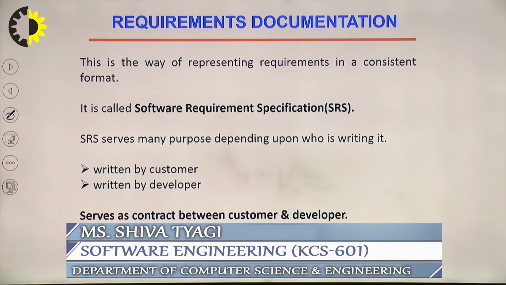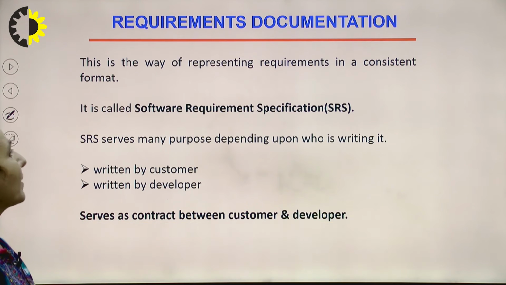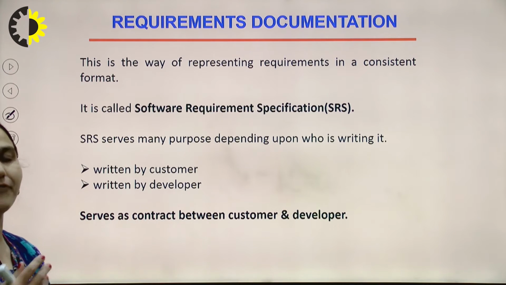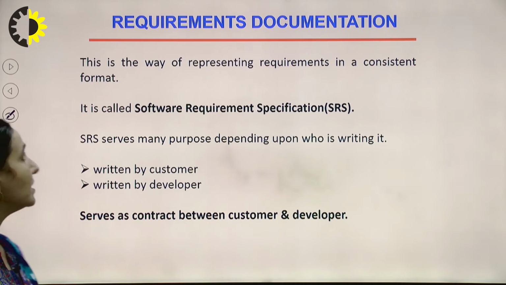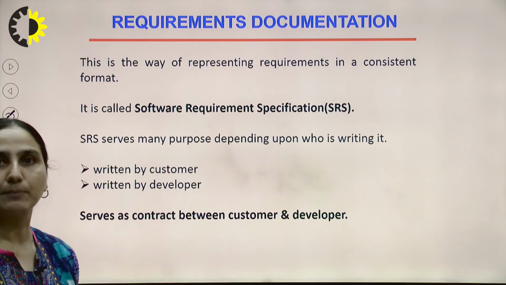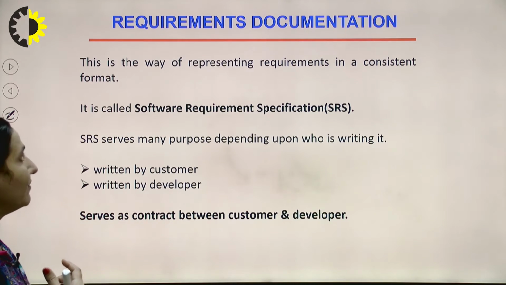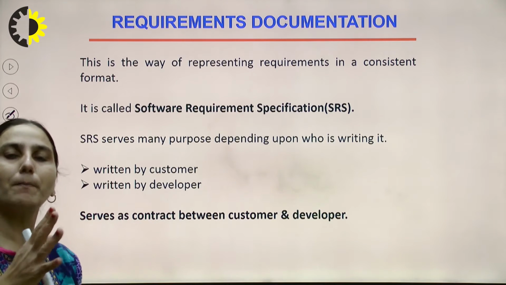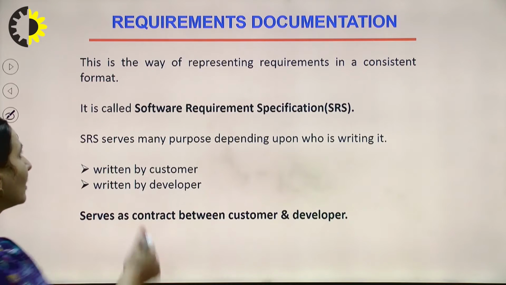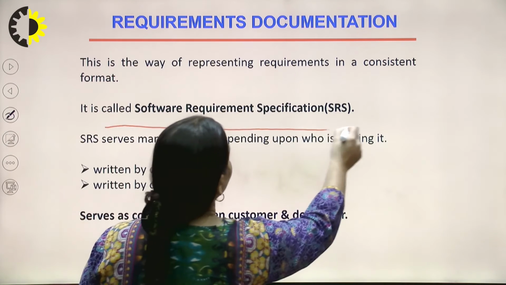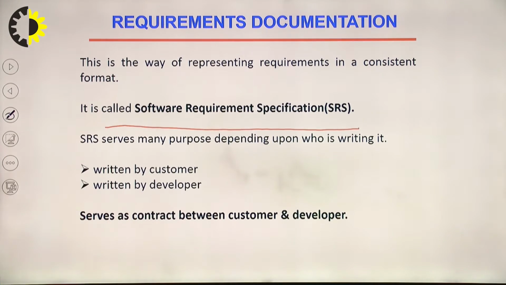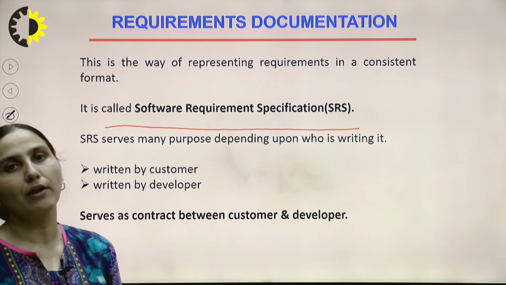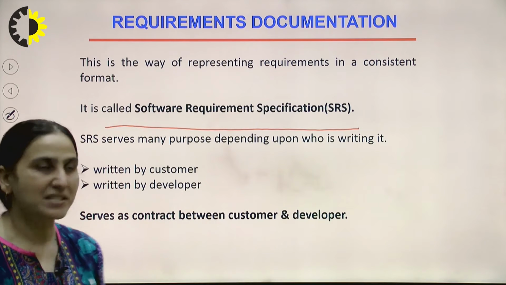Requirement documentation is the way of representing the requirements in a consistent format. Once we have fetched the requirements from the end users, we need to document them properly. This is what is called the software requirement specification. When we are dealing with software, we call it software requirement specification. If both hardware and software are involved, then we call it system requirement specifications, right?